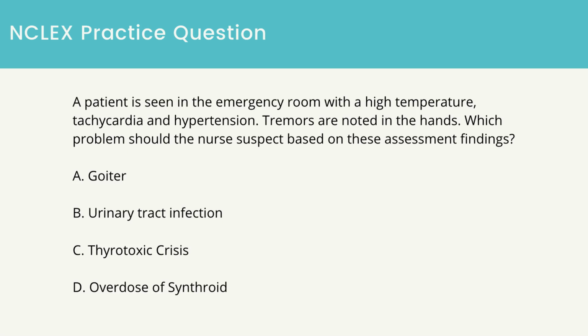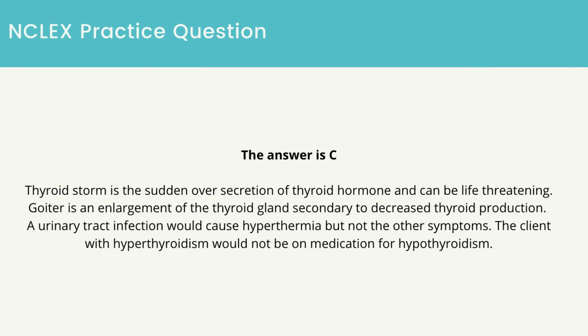The answer is C. Thyroid storm is the sudden oversecretion of thyroid hormone and can be life-threatening. Goiter is an enlargement of the thyroid gland secondary to decreased thyroid production. A urinary tract infection would cause hyperthermia, but not the other symptoms. The client with hyperthyroidism would not be on medication for hypothyroidism.